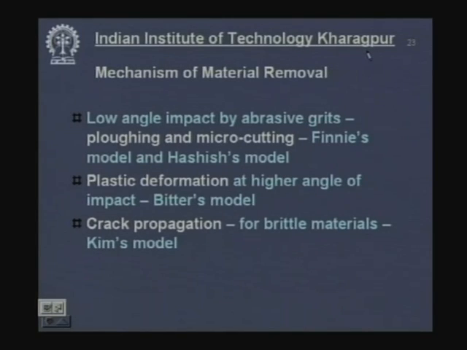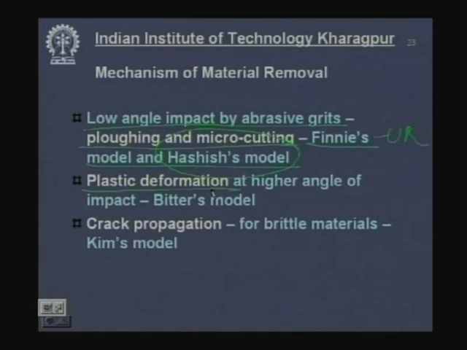Basically, there are three distinct mechanisms of material removal. One is low angle impact by abrasive grits. This causes ploughing and microcutting, very similar to grinding phenomena, but grinding with loose abrasives. This has been studied by Finney, a person from the UK. He studied it long back and it has been adopted by Hashish within abrasive water jet phenomena.